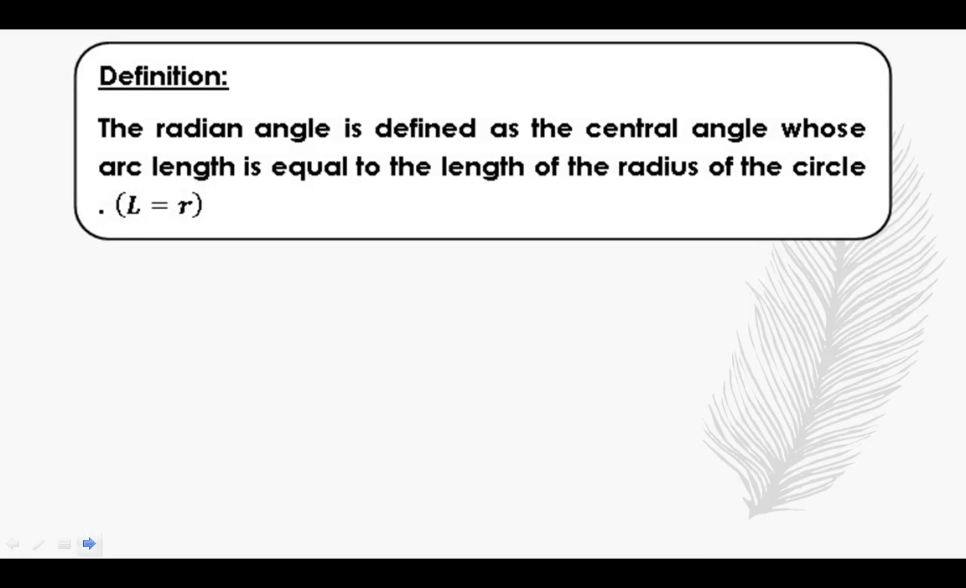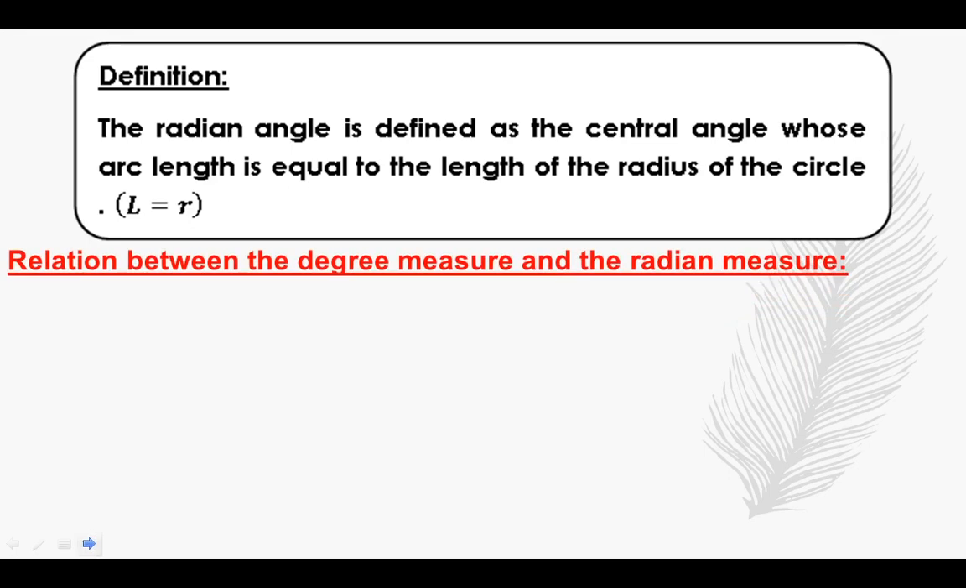Definition: the radian angle is defined as the central angle whose arc length is equal to the length of the radius of the circle. That is to say that the length of the arc equals the radius of the circle.